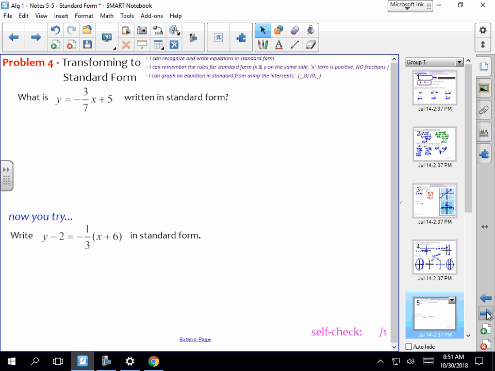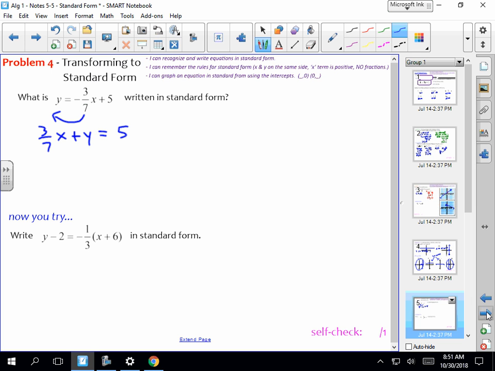Remember, it's all right here. I can remember the rules for standard form. X, Y on the same side. X term is positive, no fractions. So I've got to first get X on the same side as Y. So we're going to add the 3/7 X over. If I add 3/7 X to each side, I could think of it just as moving it over. So we have 3/7 X plus Y equals 5. Really, you're adding 3/7 X to each side, but because the Y is not a like term with the 3/7 X, you can't join those together in any way. You just write them next to each other.